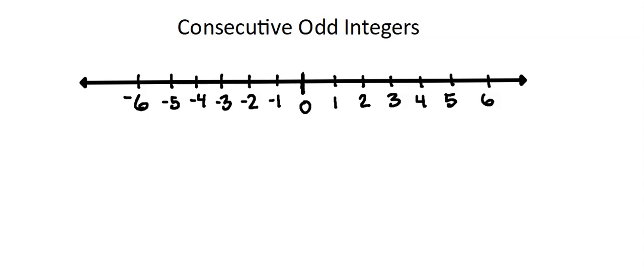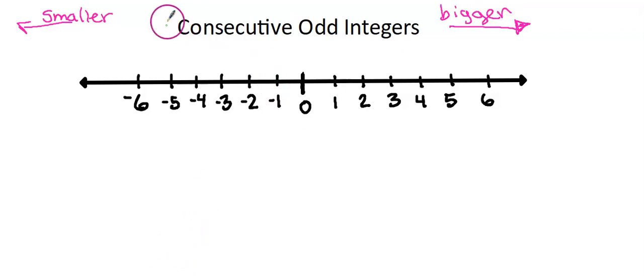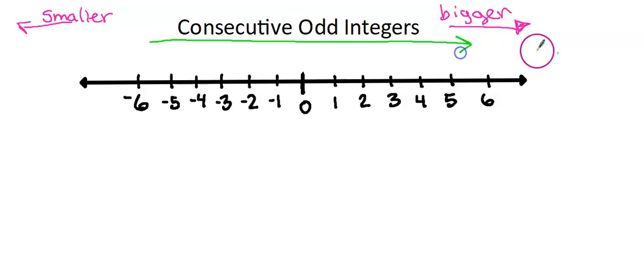Consecutive odd integers. Just like before, we're going to start by looking at our number line. The farther left you go, the smaller the number; the farther right you go, the bigger. So anything to the right is bigger than anything to the left. We read our number line starting left and going right.